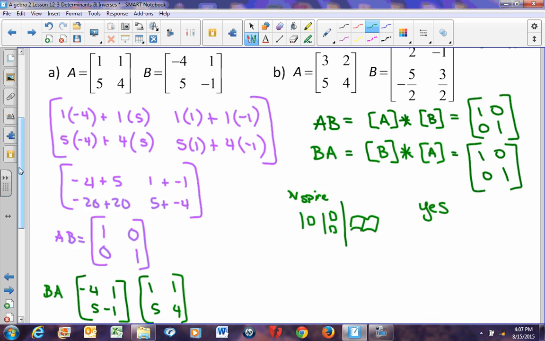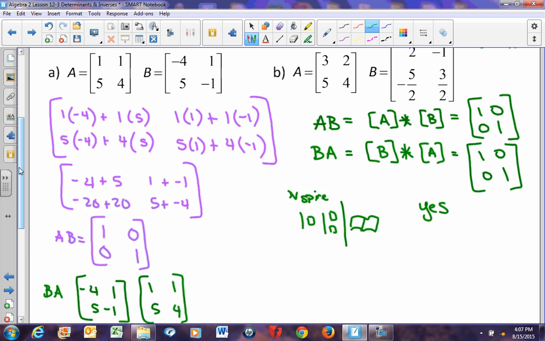And it was negative, so I need to enter that because I messed up. Negative 5 halves, and your parentheses, tab, parentheses, 3 halves. And then hit enter. And you should also come up with 1, 0, 0, 1.